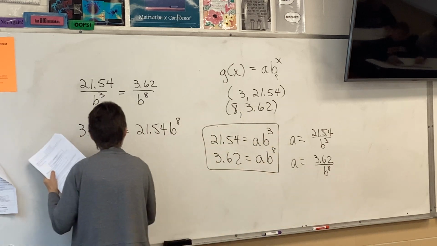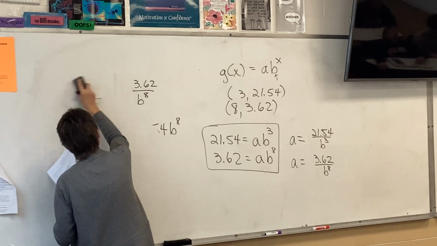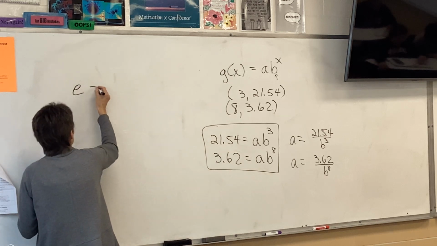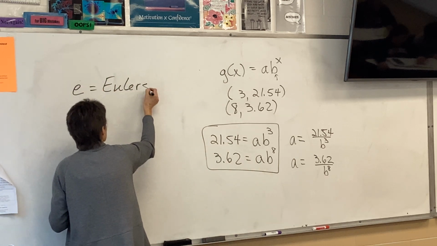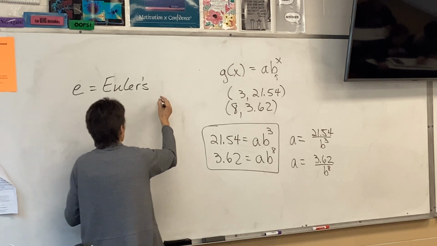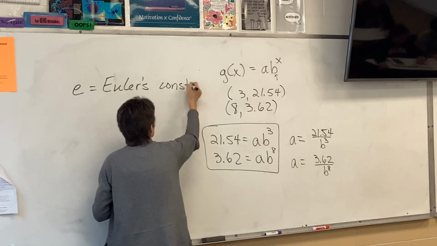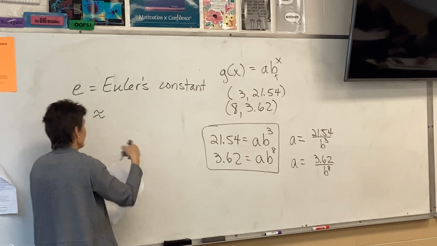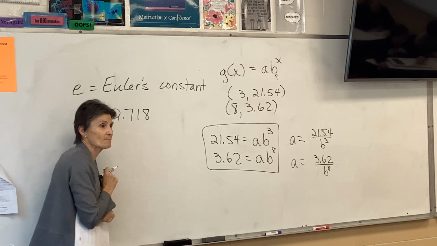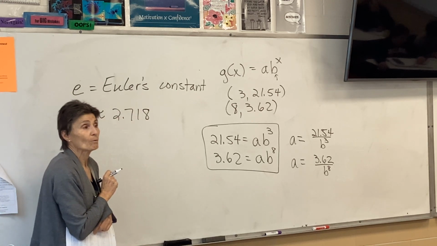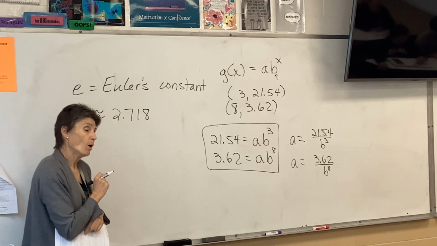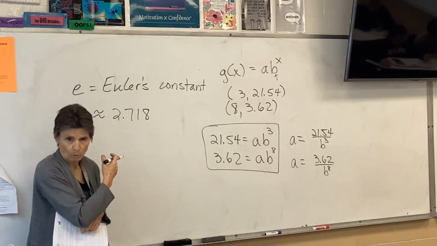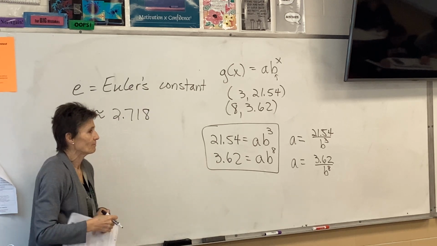Now we're going to talk about, whenever you talk about exponential growth and decay, you've got to talk about Euler's constant, the letter E. This guy's name was Leonhard Euler, Euler's constant. And it is approximately 2.718, but it's an irrational number, just like pi. So you all know that when we say pi is 3.14, it's really more than that. E is really more than this, but it's rounded off.